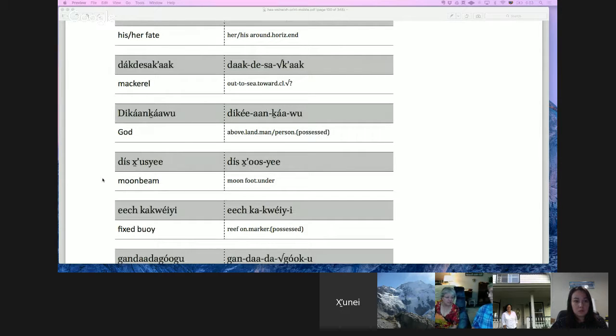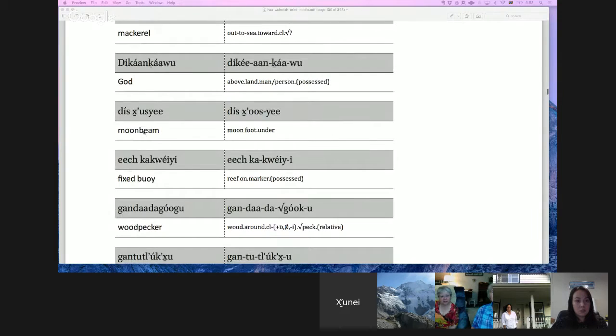The kan kawu or the kian kawu, the person above. This is a post-contact term for the Christian God, is typically what this is. Hashaginya is the older one, and it has the nya built into it. Dishusyi is a moonbeam, and it means under the foot of the moon. Ichkakweyi, marker on a each. Each is the term for a large rock that is submerged in the water, and in my mind it usually means the tide goes above and below or up and down on it. So I don't think it would, it might work for totally submerged big rocks, but my suspicion is it doesn't.